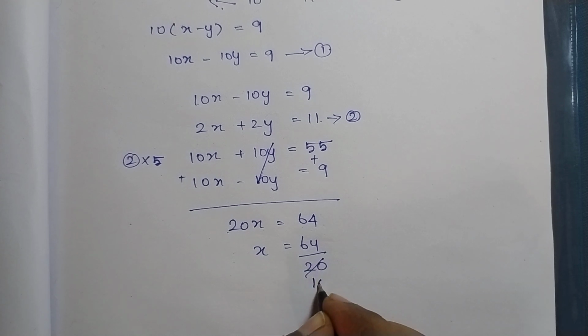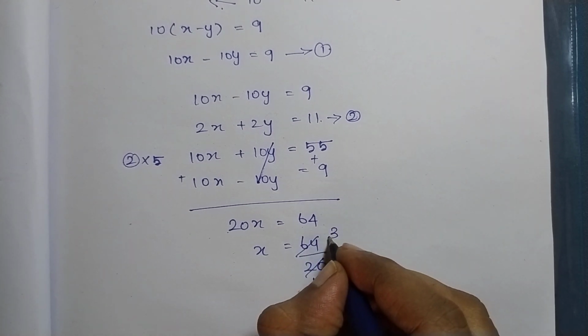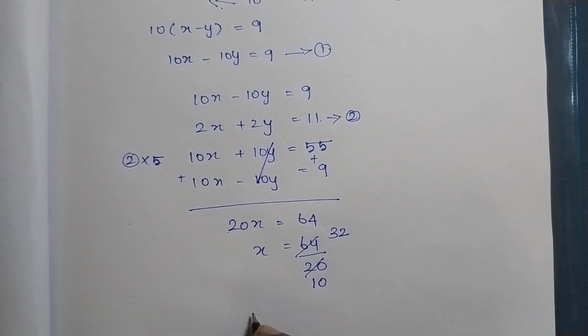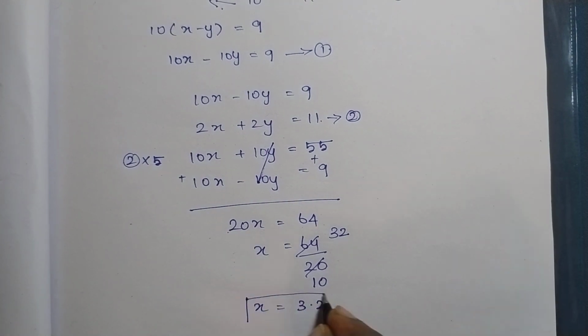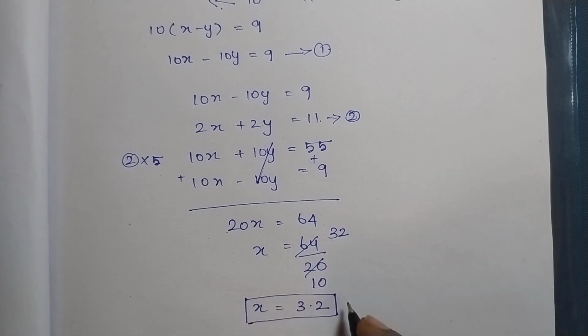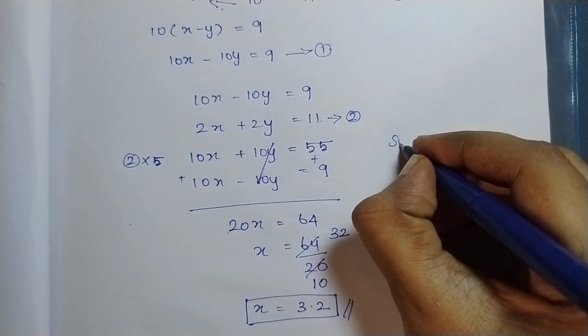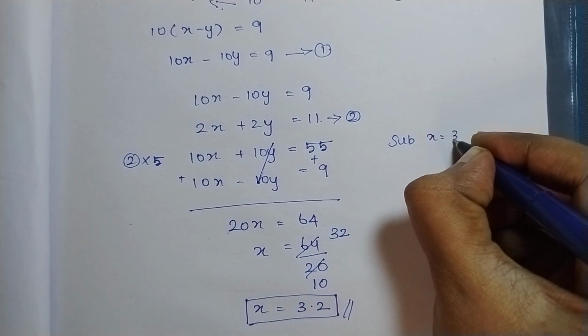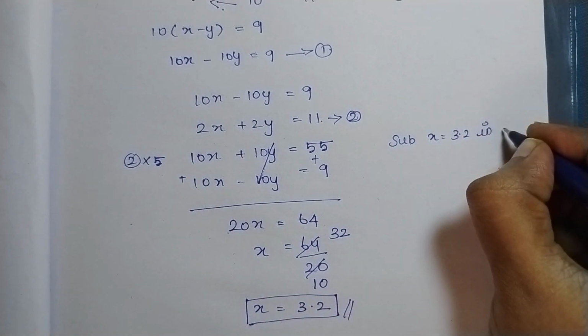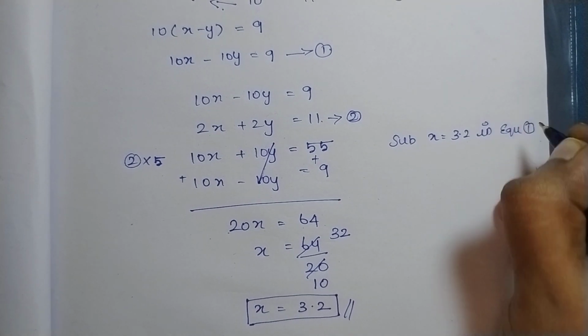For 2, 10 times, 2 3s are 6, 2 2s are 4. Therefore this can be written as 3.2. Okay. Now we found the x value. I am going to substitute this x value in either equation 1 or 2. Now I am going to substitute x is equal to 3.2 in equation number 1.